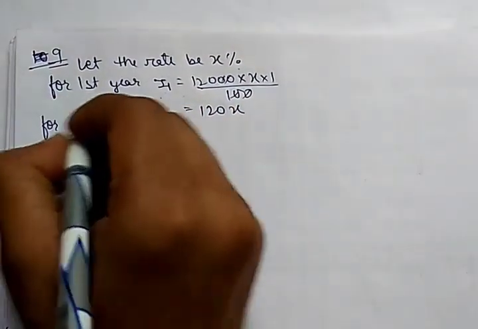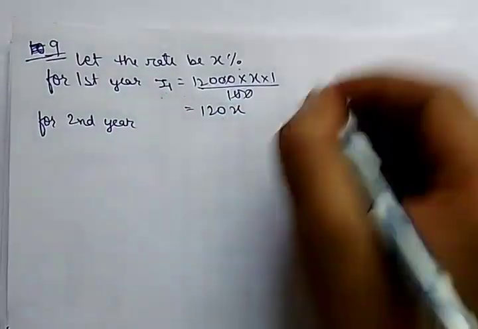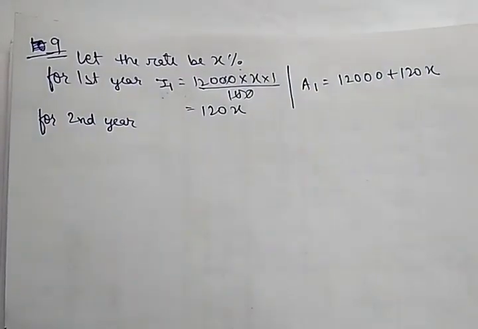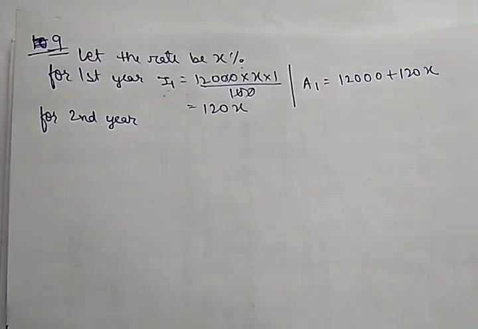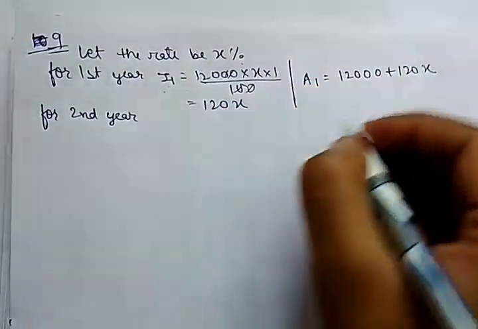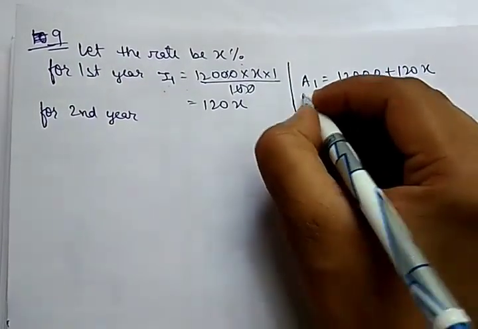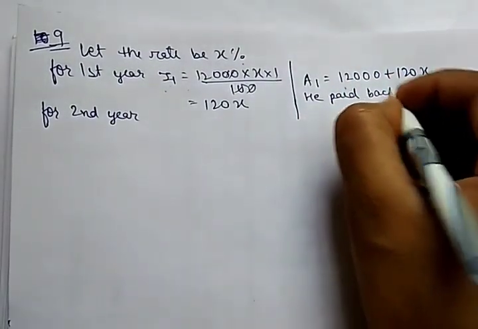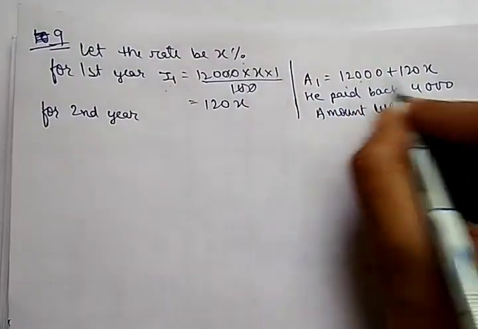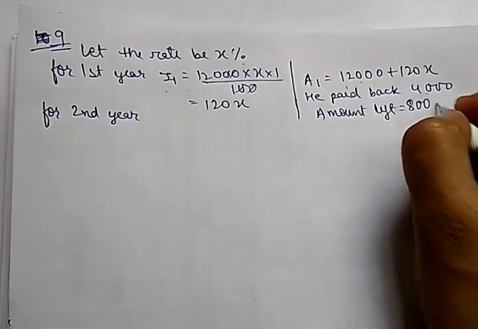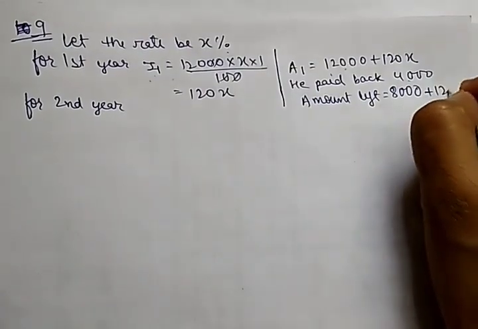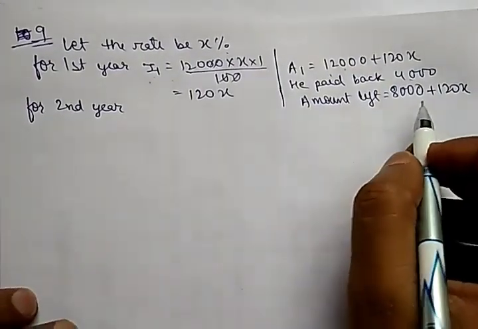For the second year, this is the interest, so the amount for the first year will be equal to 12,000 plus 120x. He also paid back rupees 4,000. So the amount left is 12,000 minus 4000, that is 8000, and this is 120x, so 8000 plus 120x is the amount that was left to be paid. So this will become the principal for the second year.